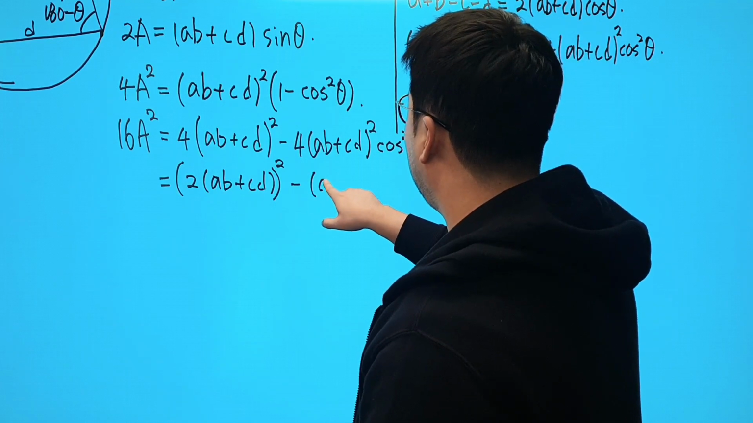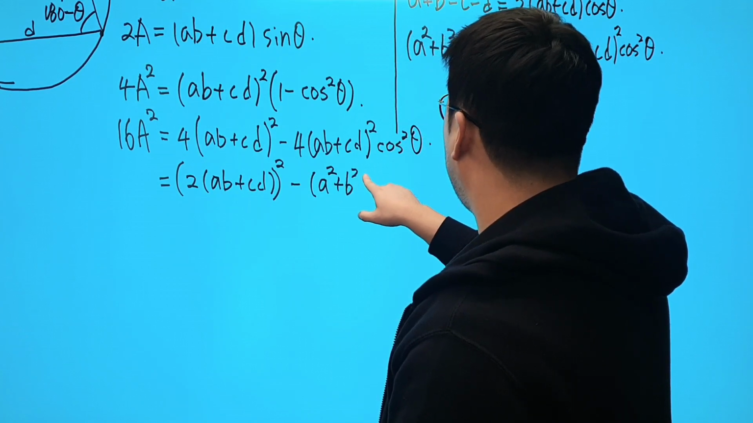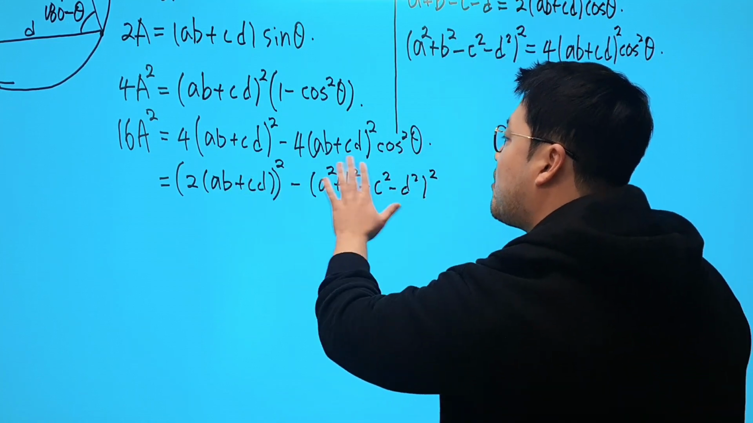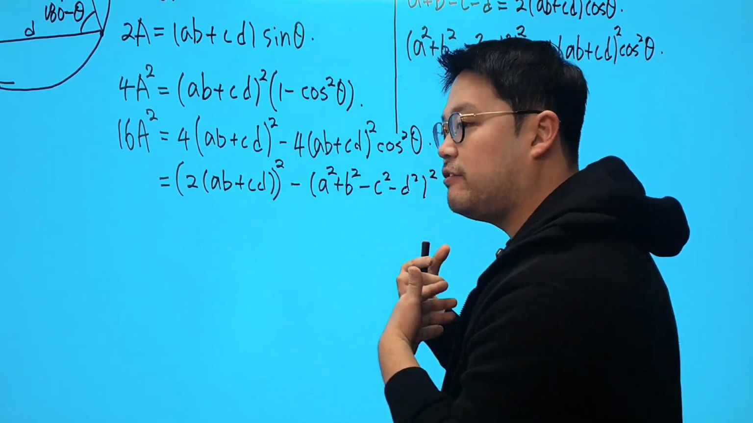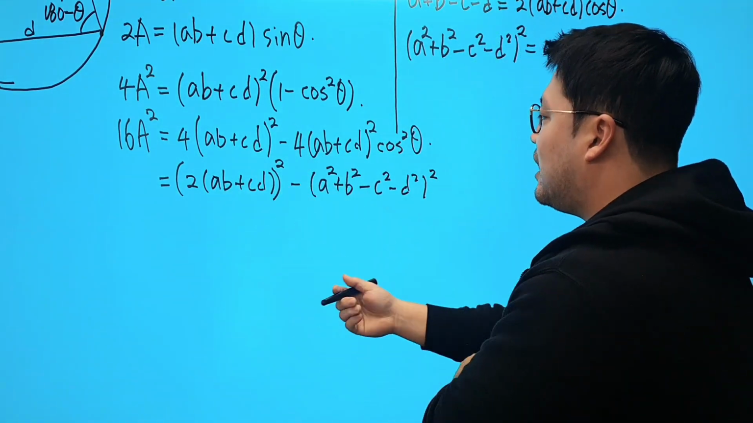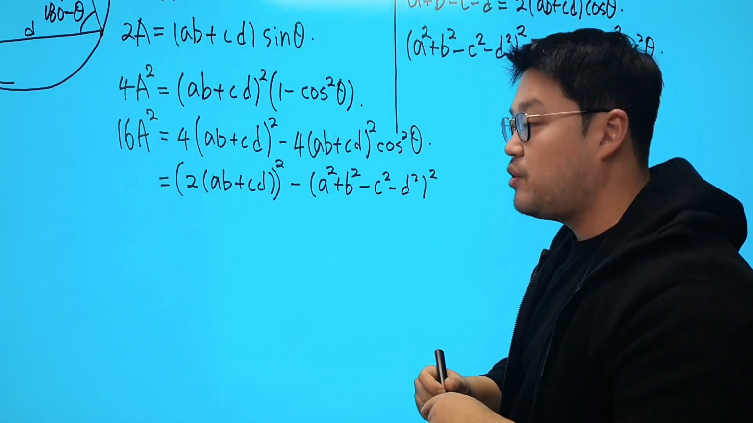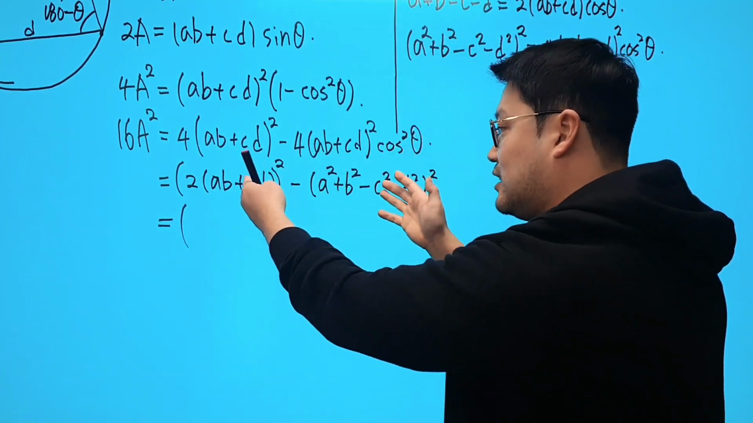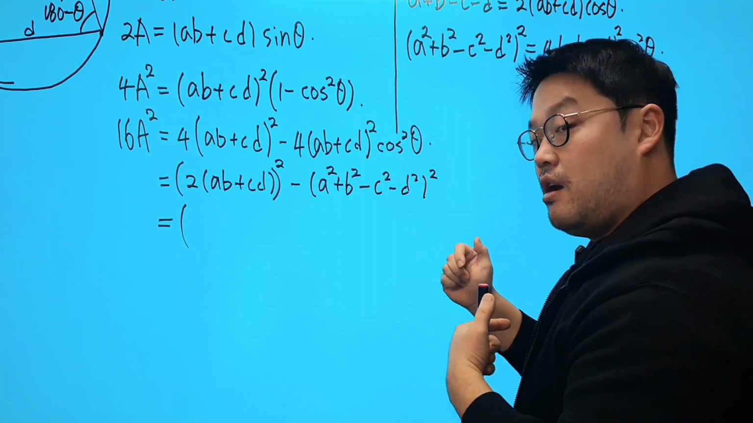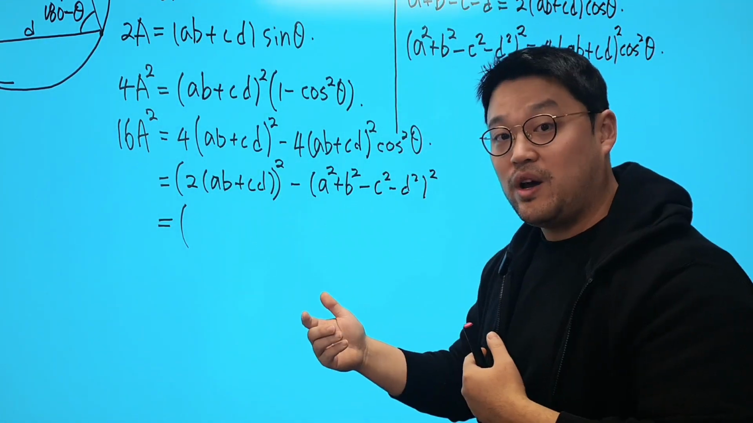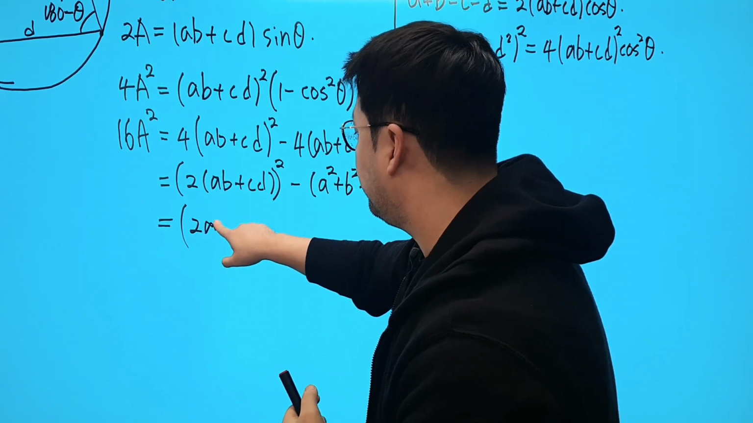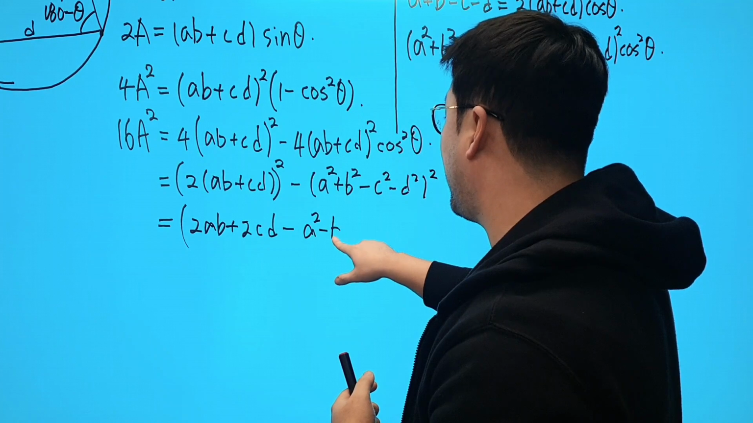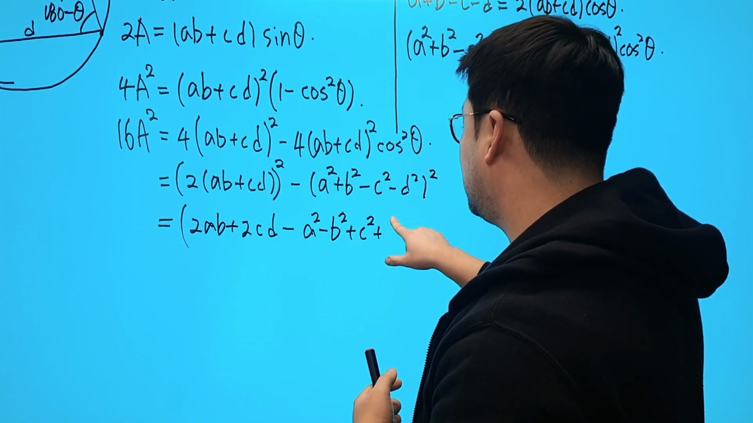All right, so I'm just going to rewrite it as (a squared plus b squared minus c squared minus d squared) squared. So we have all those square ideas that are popping out, and I need to find what A is. Well, forget about that A. I know that this is just going to be a difference of squares. So if I have the difference of squares, it's going to be better if I just write it as the product of the difference and the sum. This is going to take a while, but let's just do it one at a time. 2 times ab plus 2 times cd minus a squared minus b squared plus c squared plus d squared.